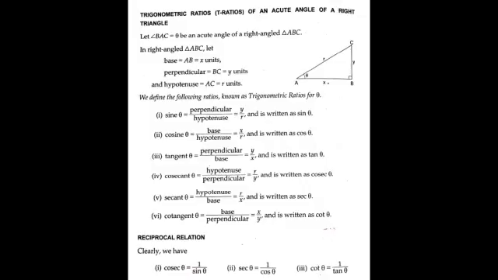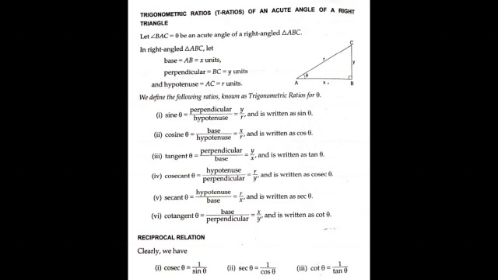So now let us define various trigonometric ratios. Let angle BAC equal to theta be an acute angle of a right angle triangle ABC as shown here in this diagram. In right angle triangle ABC, let base AB equal x units, perpendicular BC equal y units and hypotenuse AC equal r units. We define the following ratios, known as trigonometric ratios, for theta. Here theta is the variable angle.